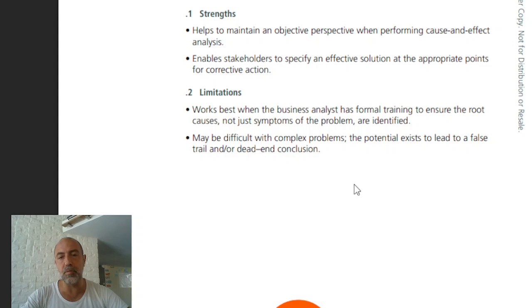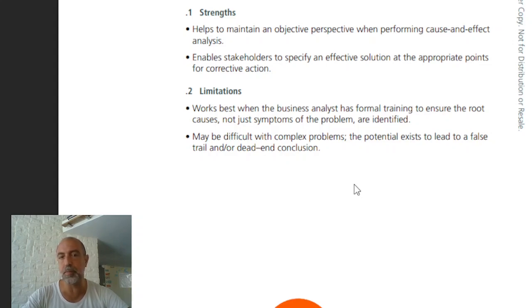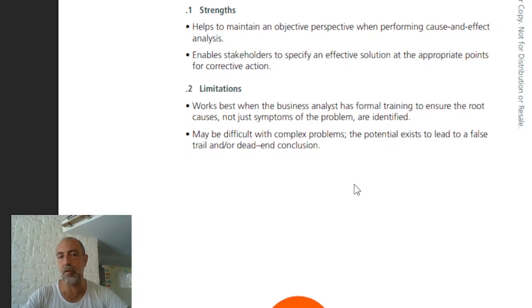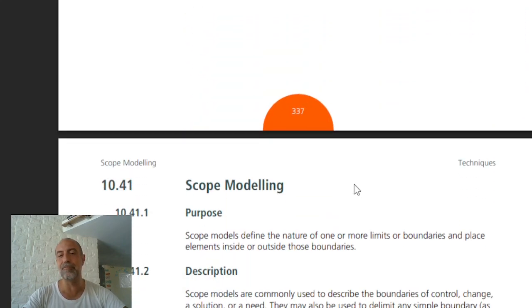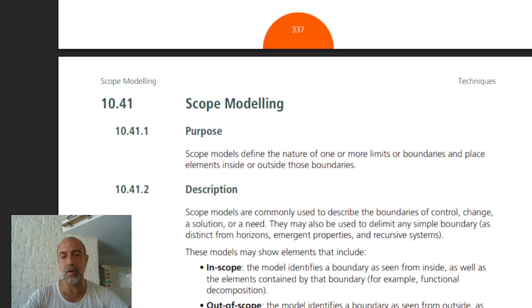So the strengths: it enables stakeholders to specify an effective solution at appropriate points of corrective action, and it helps maintain an objective perspective when performing a cause and effect analysis, right? It really allows people to see what the fuck they're going on about. Yay, we're done. Scope modeling is next.